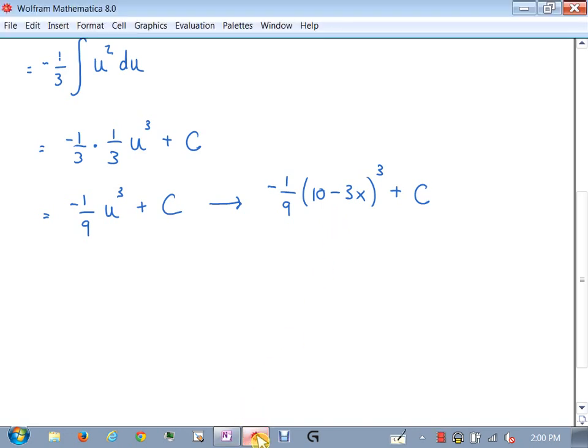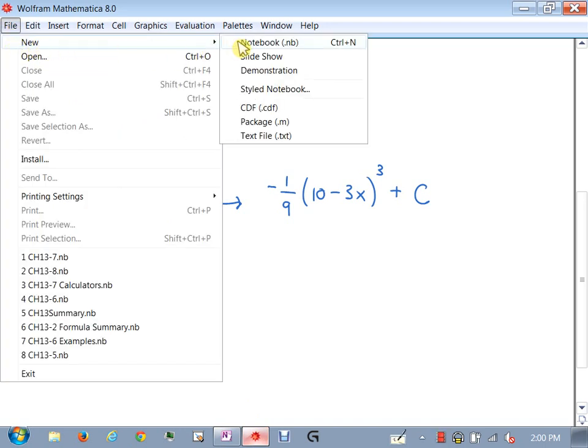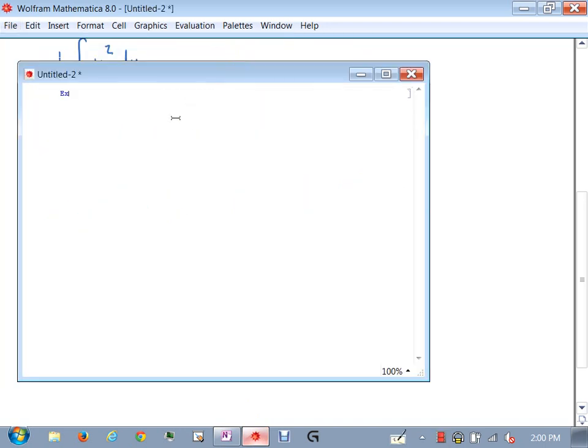Do you believe it or not? Oh, I'm not going to do it by hand. I'm going to have Mathematica do it. Expand. I didn't show you a lot of Mathematica, did I, this semester? Expand, what was it, 10 minus 3x cubed, but then it was times negative 1/9?